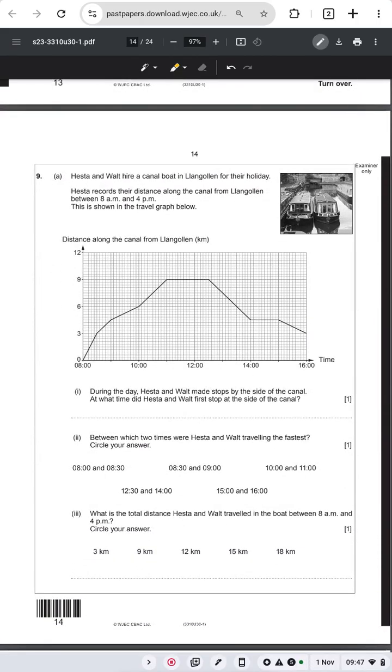Hestia and Walt hire a canal boat in Llangollen for their holiday. Hestia records the distance along the canal from Llangollen between 8 a.m. and 4 p.m. And this is shown in the travel graph below. During the day, Hestia and Walt make a stop by the side of the canal. What time did Hestia and Walt stop at the side of the canal? So this is when the distance stops moving. So the first time they stop moving is here, which is at 11 a.m.